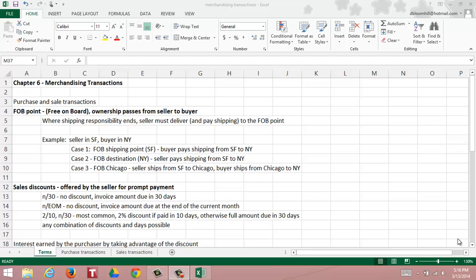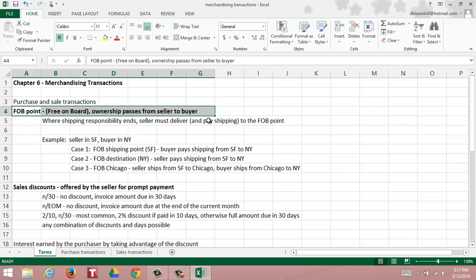When that happens, there's a contract between the seller and the buyer, and there are several terms associated with the contract. Let's take a look at some of those terms. First of all, the sales contract will specify an FOB point. The FOB point is important to accountants for two reasons. Mainly, it's where the ownership passes from the seller to the buyer.